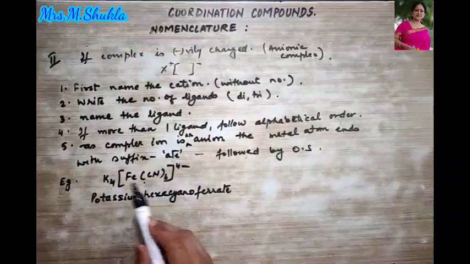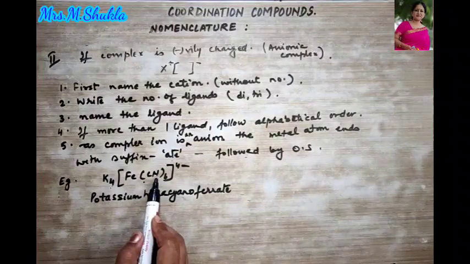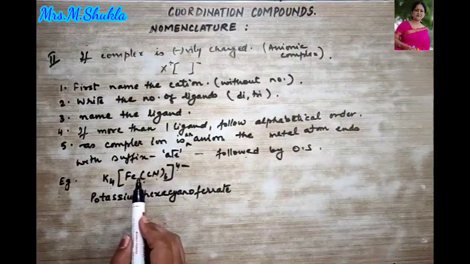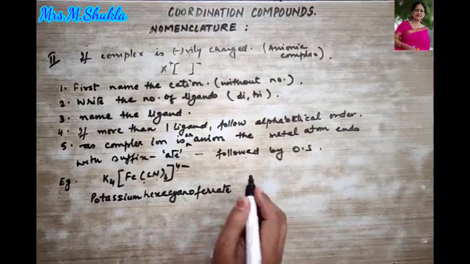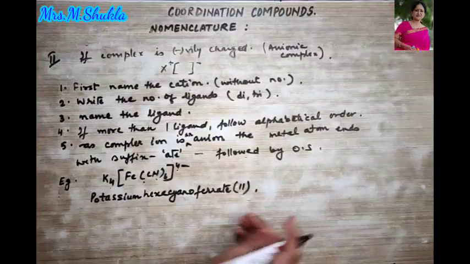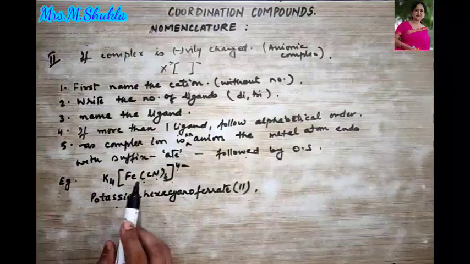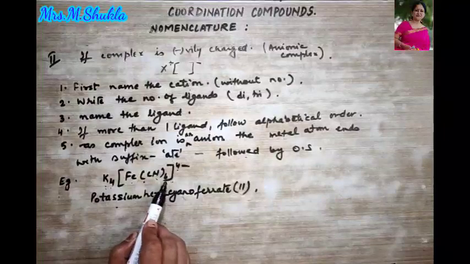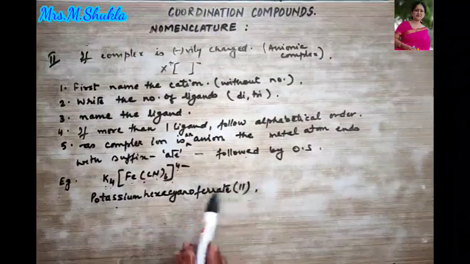Let us find out the oxidation state of this. This is 4 plus x minus 6, which will be equal to minus 4. So x is 6 minus 4. That will be how much? 2. So over here, Roman number 2. Okay. So this is the name of this particular compound. What is this? Potassium hexacyanoferrate(II). Here we find out the oxidation state.